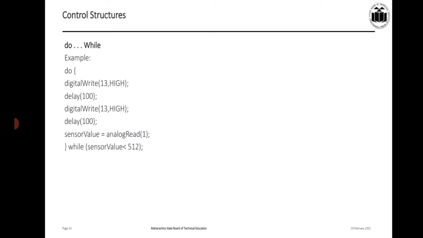In this example, read the analog value. If it is less than 512, then write logic high to pin number 13 continuously.